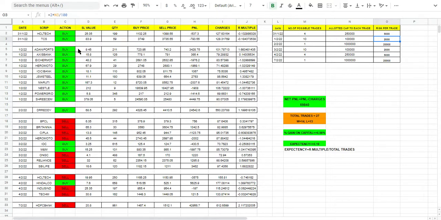Okay, so in case of Adani Ports, your stop loss value was 9 rupees 45 paisa. According to the risk you had to take, 2000 rupees in this trade, you had to initiate a position size of 211 quantity to buy here, and at the end of the 320 candle you made a profit of 3428 rupees.